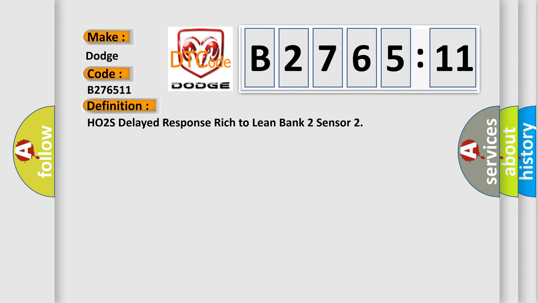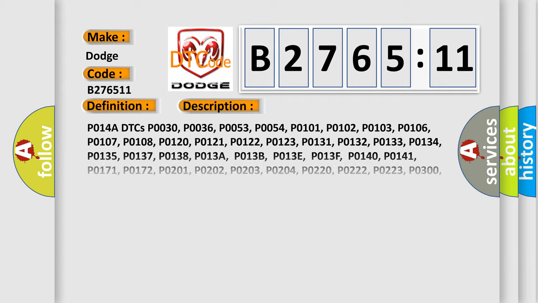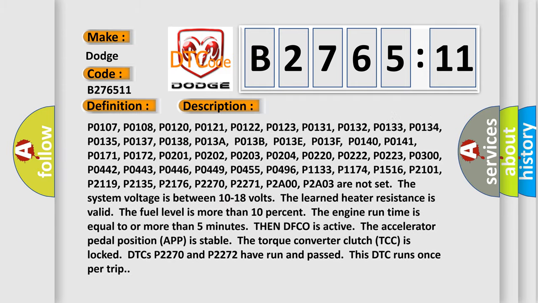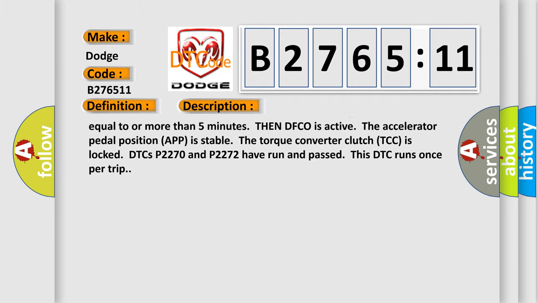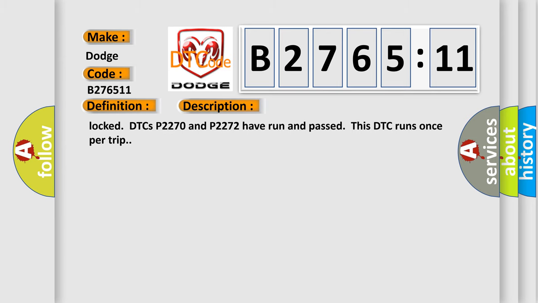The system voltage is between 10 to 18 volts. The learned heater resistance is valid. The fuel level is more than 10%. The engine runtime is equal to or more than 5 minutes. Then DFCO is active. The accelerator pedal position is stable. The torque converter clutch TCC is locked. DTCs P2270 and P2272 have run and passed. This DTC runs once per trip.